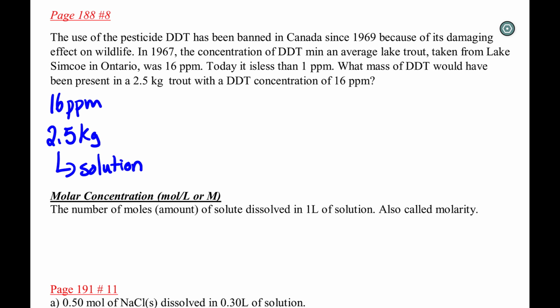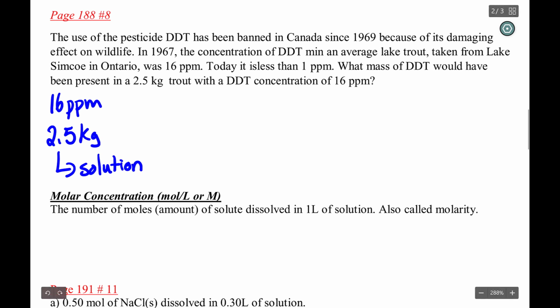Now there are two ways of doing this. We can use the full equation that goes times 10 to the power of 6, and we'll get the mass of the DDT in the trout in kilograms, or we can use the shortened version and we'll get the mass of DDT in the trout in milligrams.